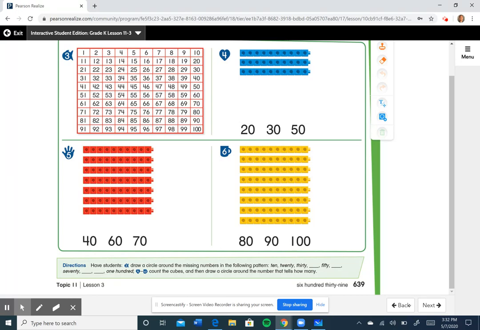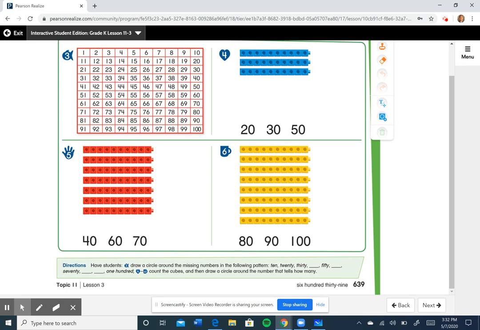Excellent. And then number 4, you need to count how many cubes are here and then circle the correct answers at 20, 30, or 50. I'll give you a hint. You can count by tens like we did before. So 10, 20, and you have to finish that one.